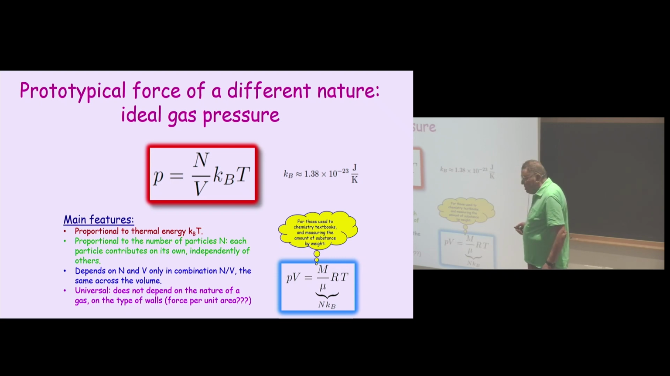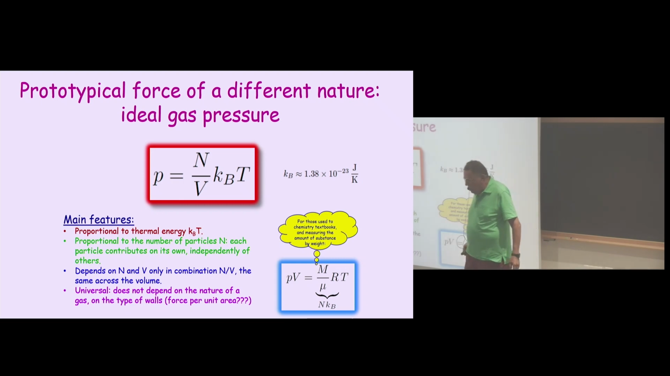Number two, it's proportional to the number of particles in the system. Proportional to the number of particles simply means that this force is produced by every particle, every atom, or every molecule in the system independently of others. Every atom tells, it's like voting in a democratic country. Every citizen has one vote. Every atom has a contribution to the pressure, which is kBT divided by volume. Every atom on the same basis as every other.